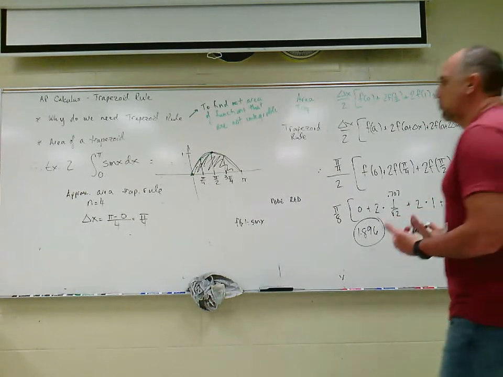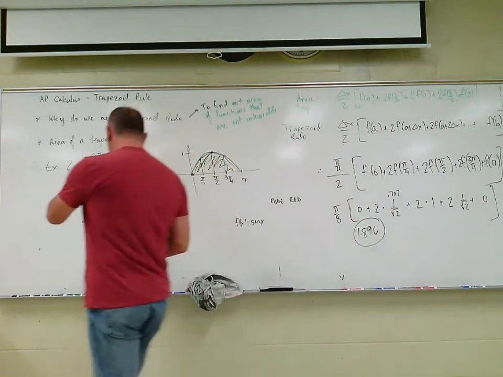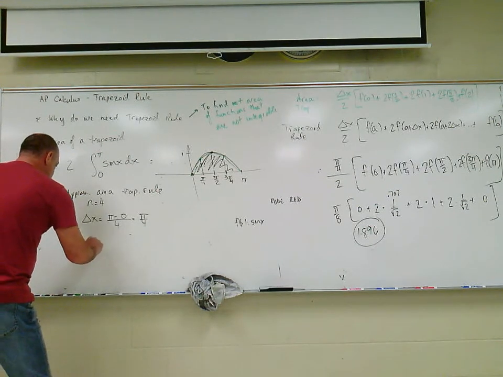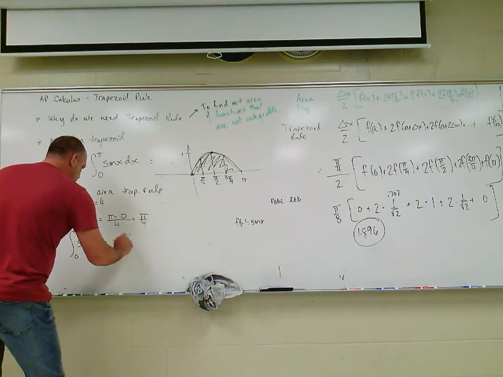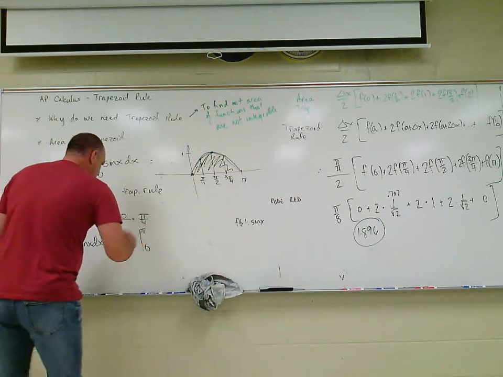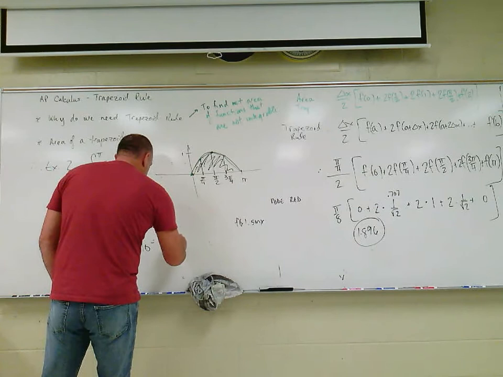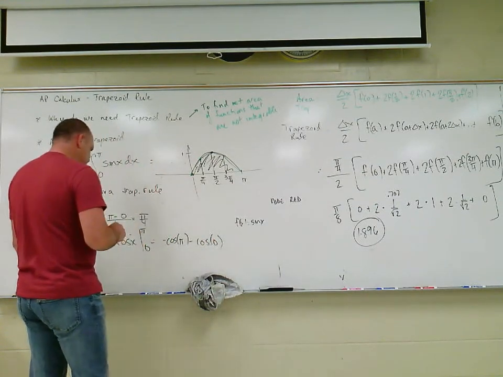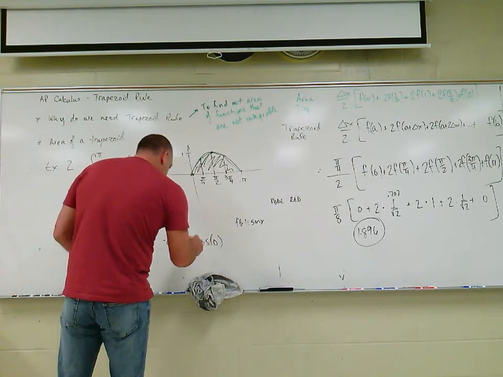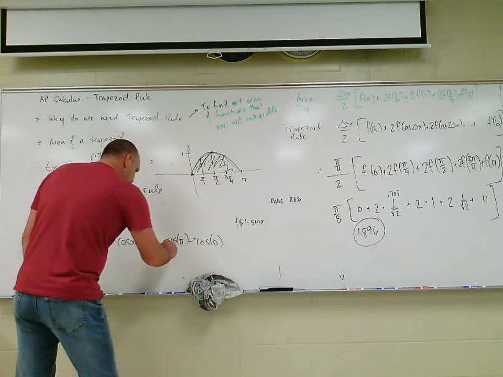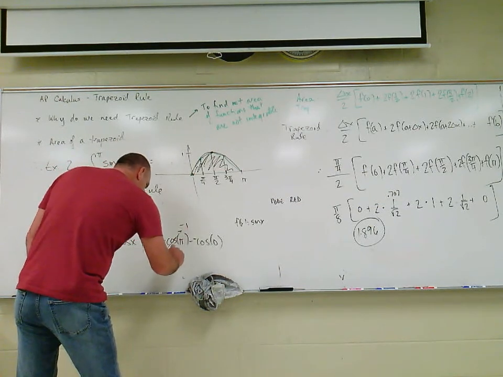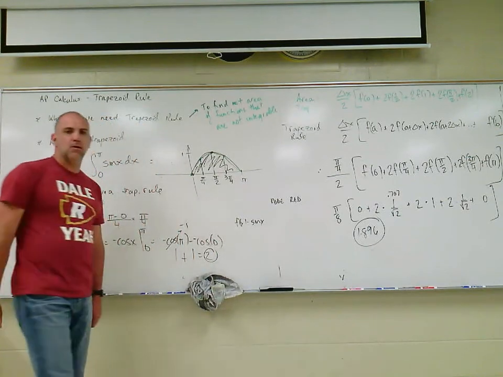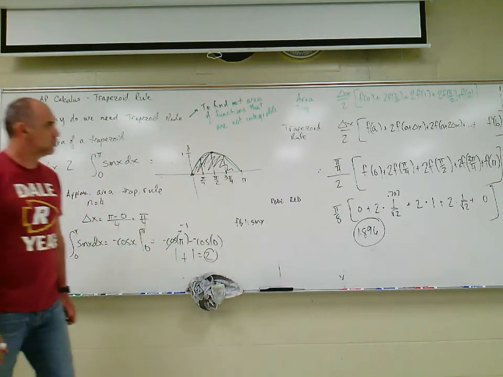The other thing we can do is double check our work simply by actually integrating this, because sine x is integrable. The integral of sine is negative cosine, from 0 to pi: negative cosine of pi minus negative cosine of 0. So cosine of pi is negative 1, negative of that is 1, plus cosine of 0 is 1, 1 plus 1 is 2, and there you go. And there's your trapezoid rule.